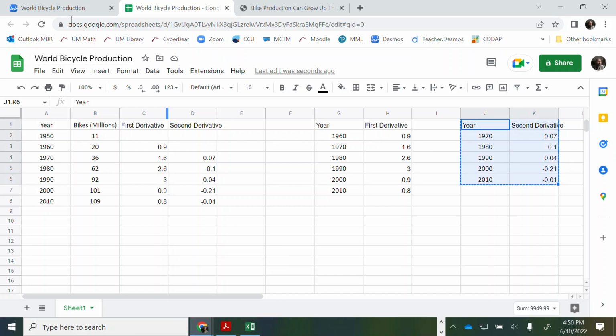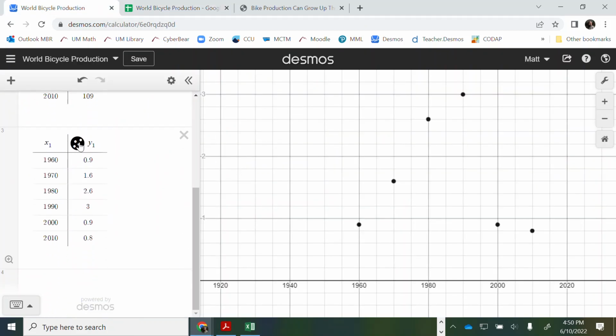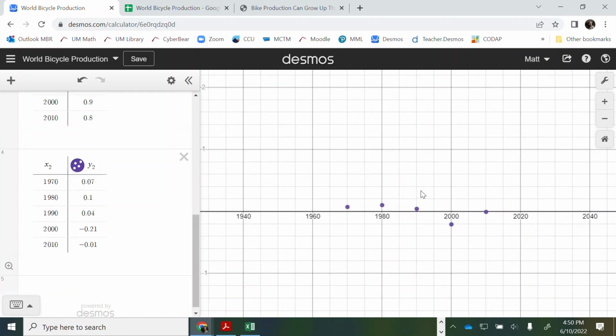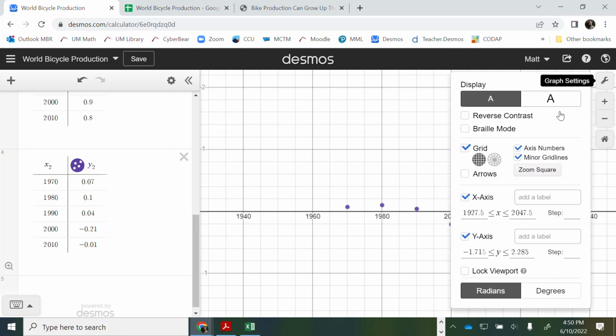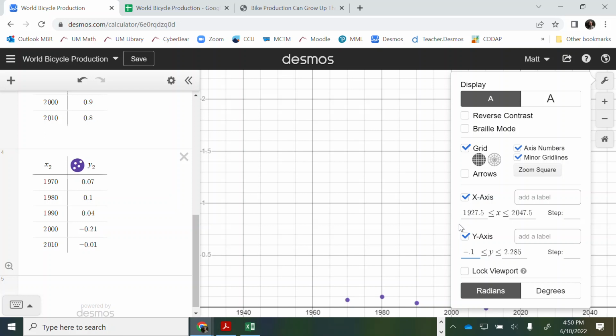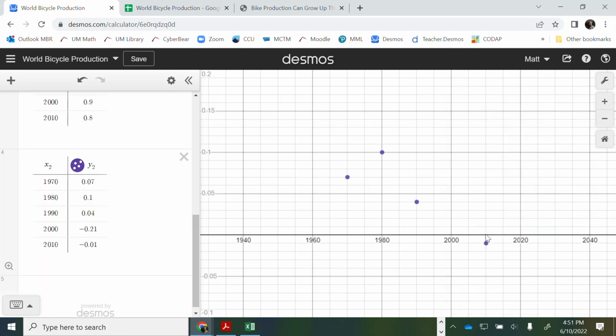So I guess I'm going to World Bike Production. And let's go ahead and turn off this data and turn on some new data. Second derivative, again, there's the second derivative. And I want my y-axis. These are, again, very small. So, I don't know, negative 0.1 to, I guess our highest value is about 0.1. So I'll go to 0.2. There we go. And I'll click off of it here.